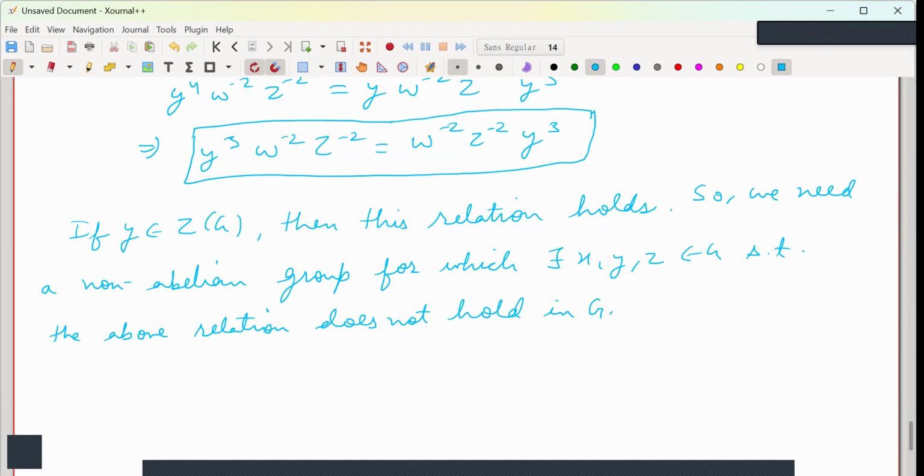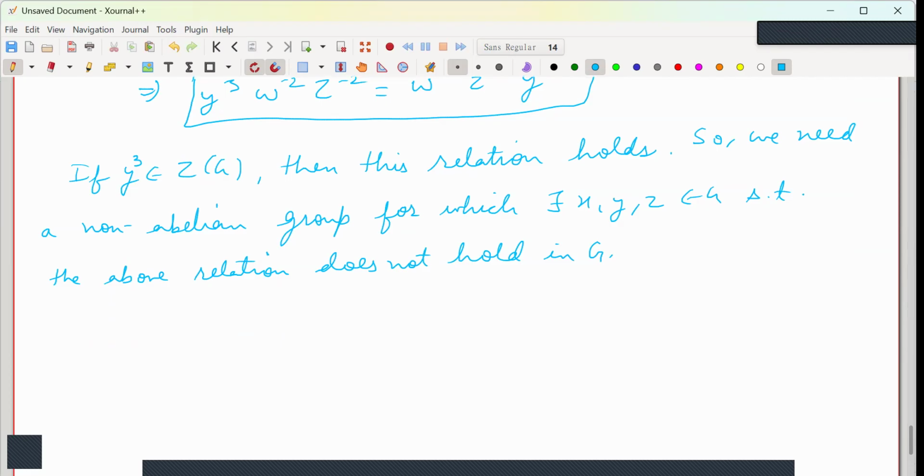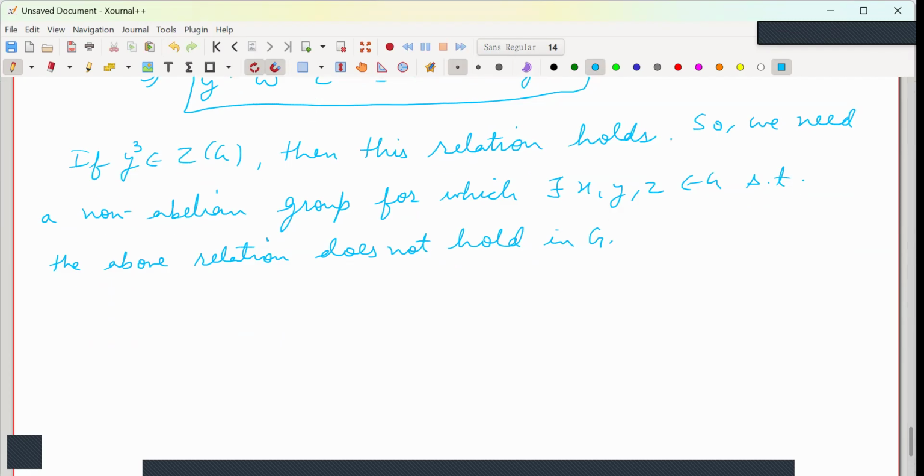Which is the first non-abelian group you know? S3. And what kind of element should we take? So y should not be in the center, or more precisely, y cube should not be in the center. Even if y cube is inside the center, then this will hold. So in S3, you have an identity element, 2 cycles and 3 cycles. What should be the ideal choice for y cube? (1 2). It doesn't belong to the center.